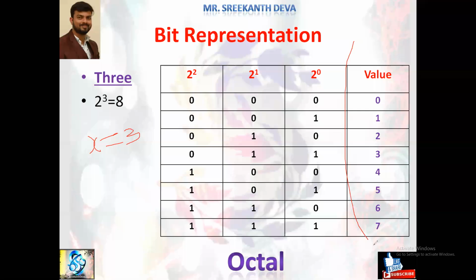Observe only these 3 columns. 2 to the power of 3 means 3 columns: first is 2 to the power of 0, 2 to the power of 1, 2 to the power of 2. How to fill these values? I told you the shortcut, right? First write 4 zeros here, because now we are moving to the 3-bit combination. First fill 4 zeros, next fill 4 ones. Next fill 2 zeros, 2 ones. Similarly fill 2 zeros, 2 ones.